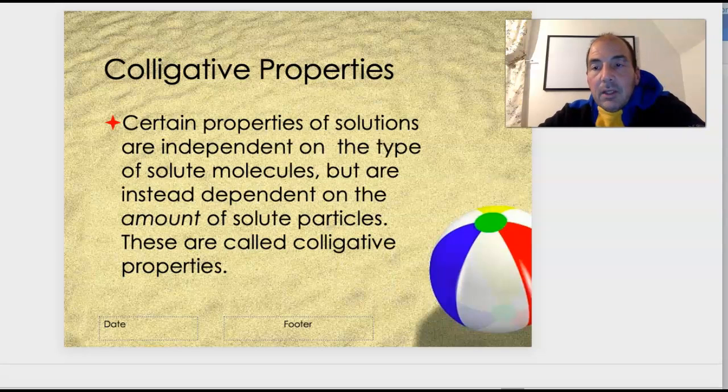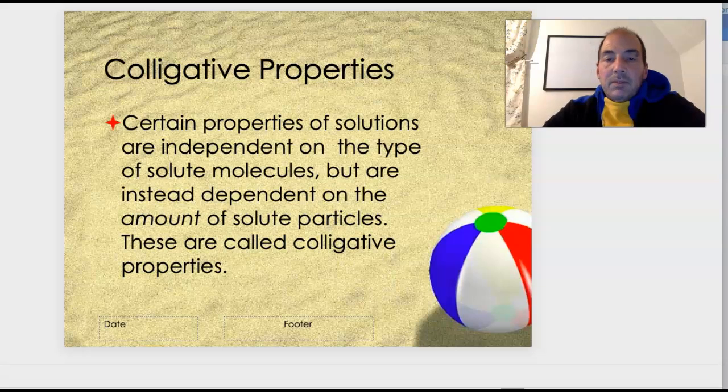Now, obviously, being an ionic compound versus covalent does make a difference because ionic compounds dissociate. So sodium chloride, if I put 1 mole of sodium chloride in water, I'm really putting 2 moles of particles in the water because I'm going to get 1 mole of sodium ions and 1 mole of chloride ions, and so we get 2 moles out of it.